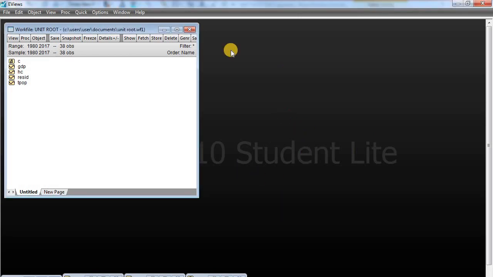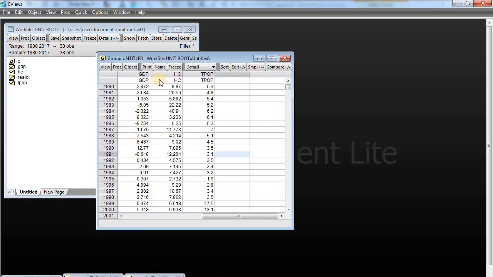I want to show you how to perform a simple linear regression, a multiple linear regression, using GDP as our target variable, and human capital and total population as our independent variables. GDP is the dependent variable; human capital and total population are the independent variables. Therefore, we'll go straight to the question. Open it up. I've opened it as a group.